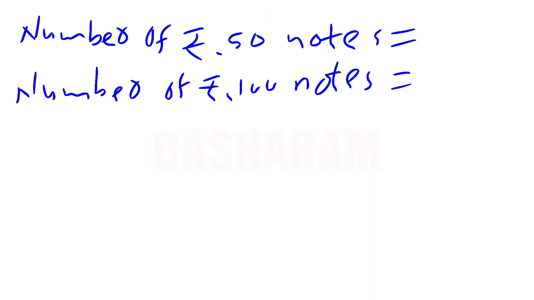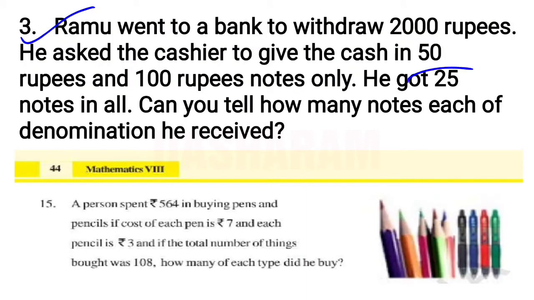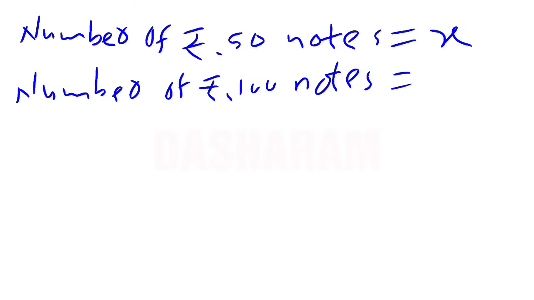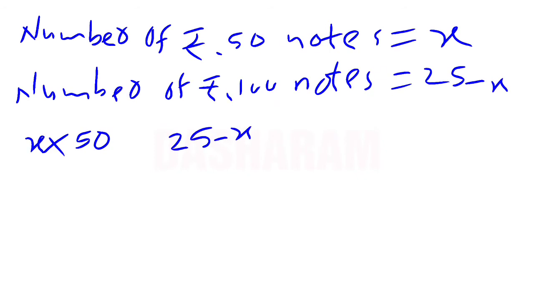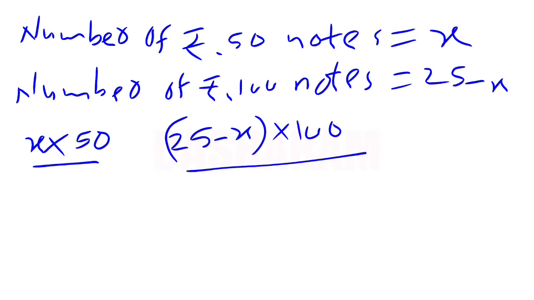Number of 50 rupees notes equals x, then the number of 100 rupees notes: total how many notes he received? 25 notes received. So then 25 minus x. Now let's find the value of x notes and 25 minus x notes. First, the number of 50 rupees notes is x. To find its value, let's multiply x with 50. Next, 25 minus x are 100 rupees notes. To find its value, multiply this with each note value, 100 rupees.